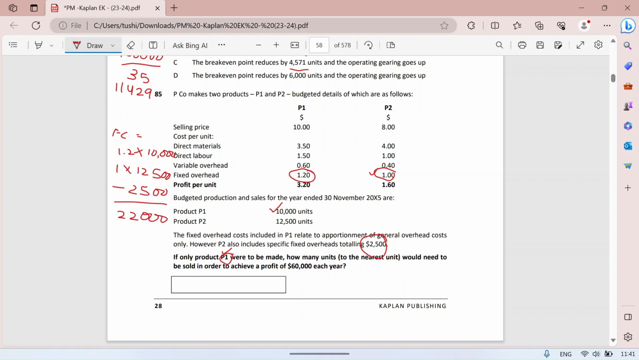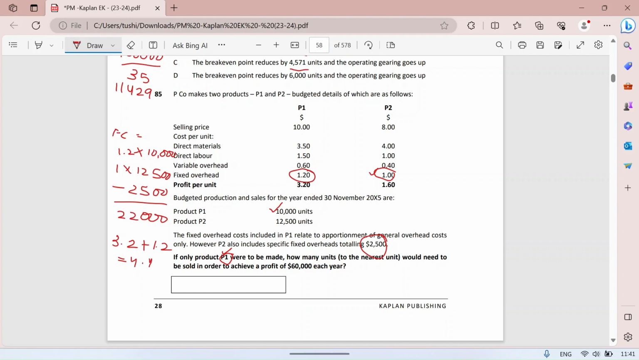Now let's find out how much is the contribution. So contribution is nothing but your selling price minus all of your variable costs. So I can work backwards also. If I just add the fixed overheads to the profit, I will have my contribution. So 3.2 plus 1.2 will give me my contribution, and this will come out to be 4.4.